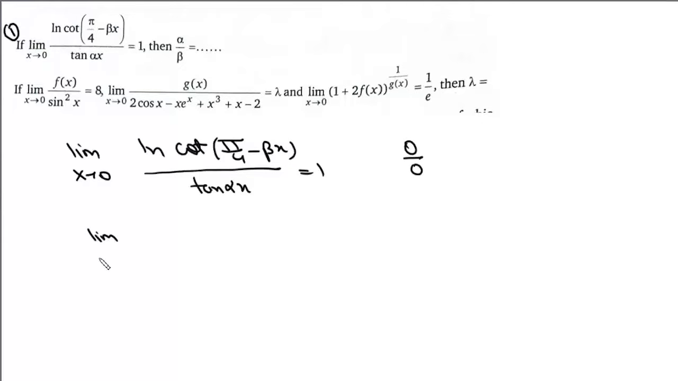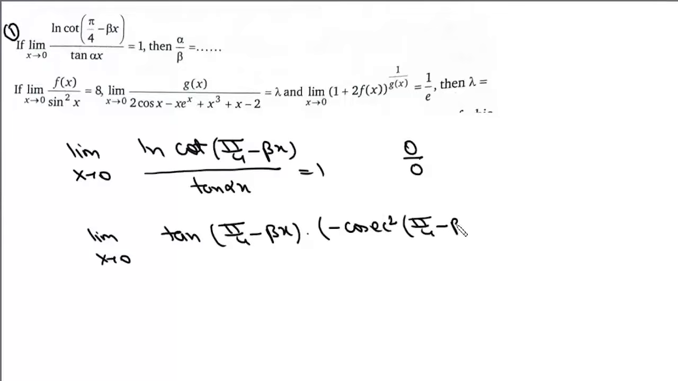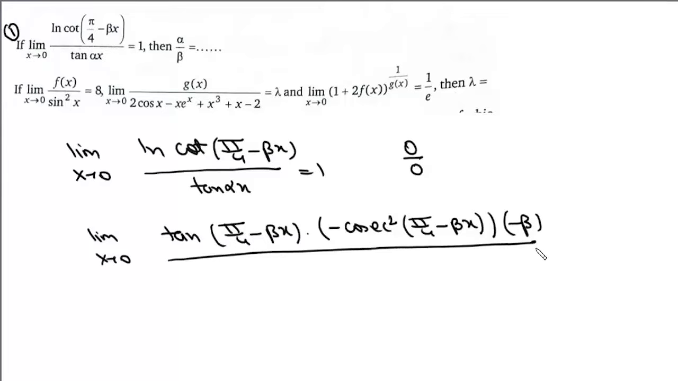So it will be the limit as x tends to 0. Now the derivative of log is 1 upon cot, and 1 upon cot is tan. So it will be tan(π/4 − βx), and then the derivative of cot is −cosec²(π/4 − βx), and then into −β, upon, now the derivative of tan is secant squared. So it will be sec²(αx) into α, and this is equal to 1.